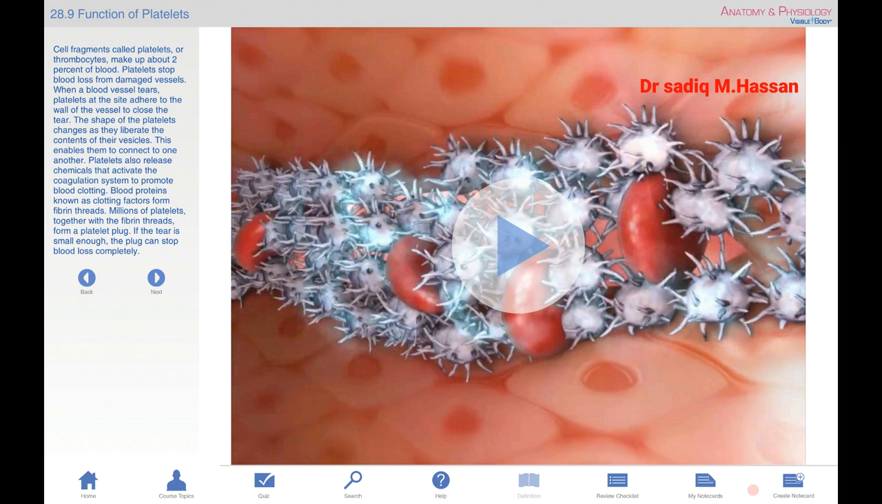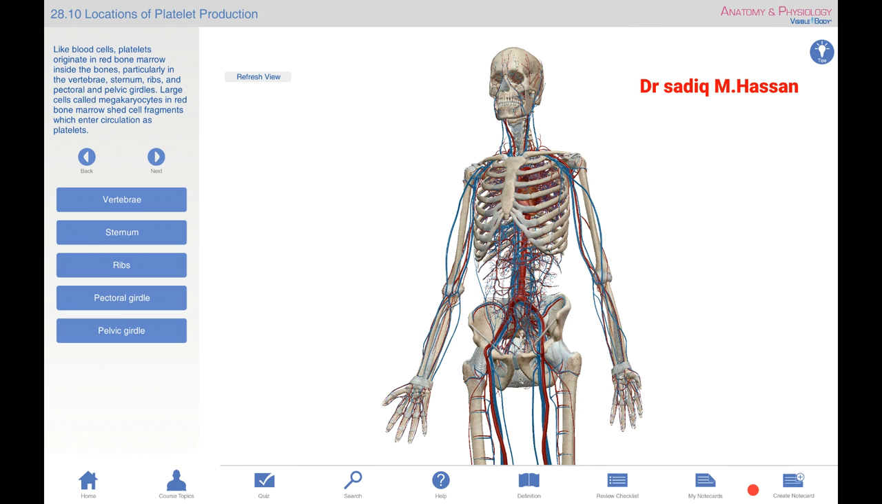That was a short video about the function of the platelet. Let us move on. Here we see the location of platelet production. So where are platelets produced? Like the red blood cells, platelets originate in the bone marrow inside the bone. Inside the bones, particularly in the vertebrae, sternum, scapula, pectoral, and pelvic girdles, which includes the pelvic ilium.